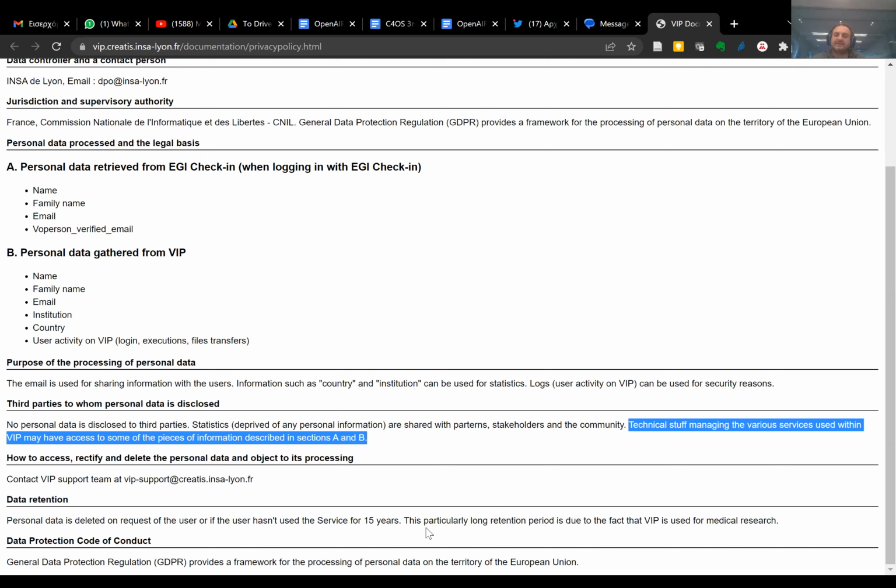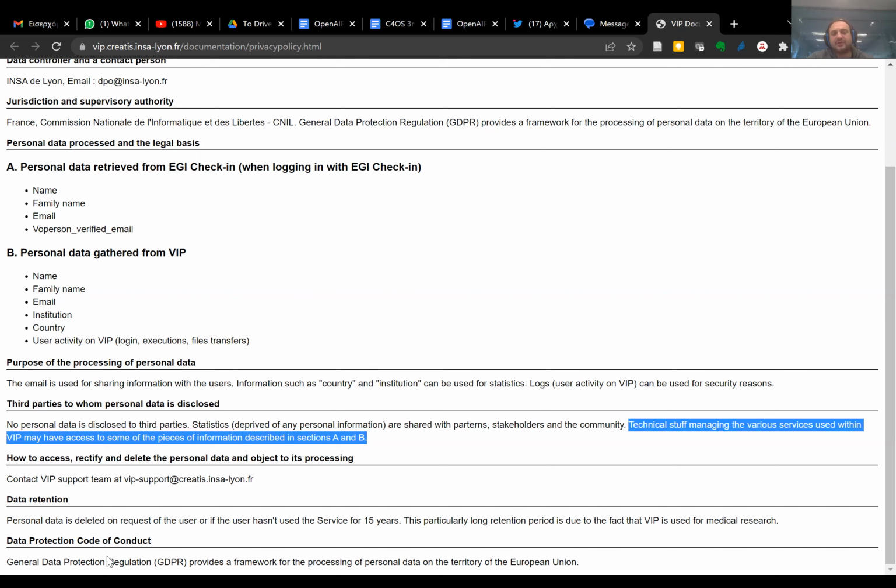And I think the expression here would be: personal data are retained for as long as the service is in operation. Other than that, then you start what you have written here. It's deleted upon request, or if the user hasn't used the service for 15 years, and you explain why this is the case.